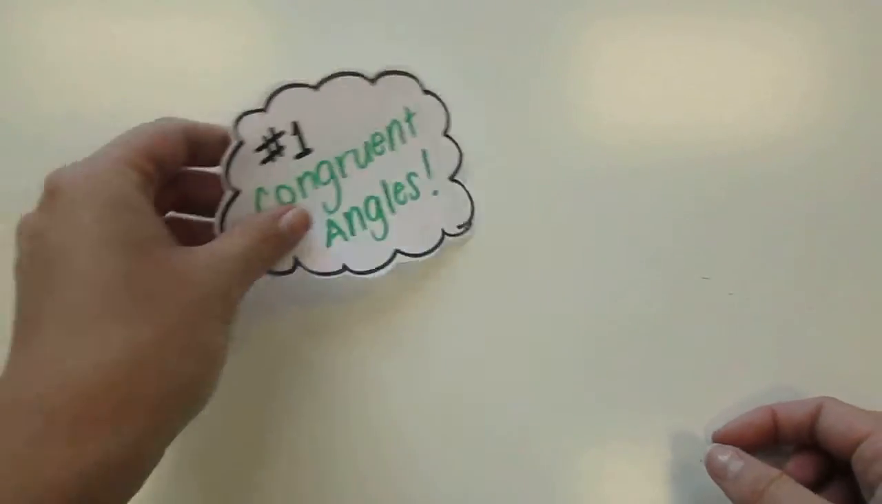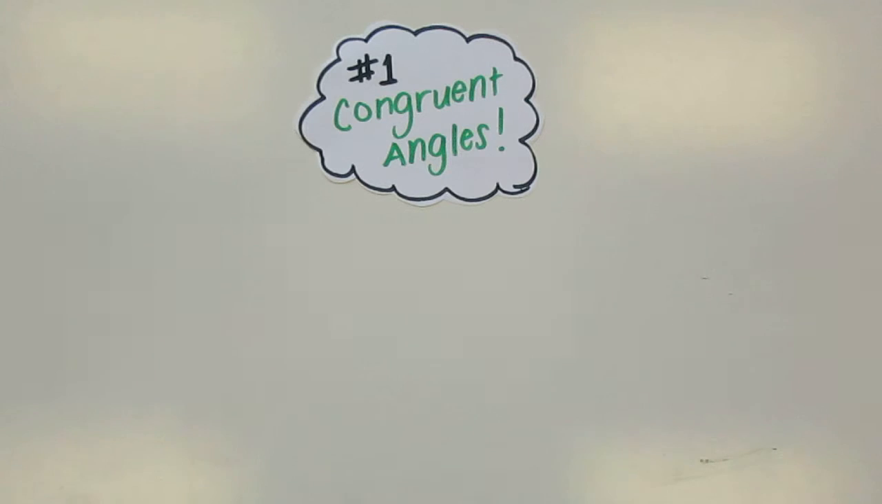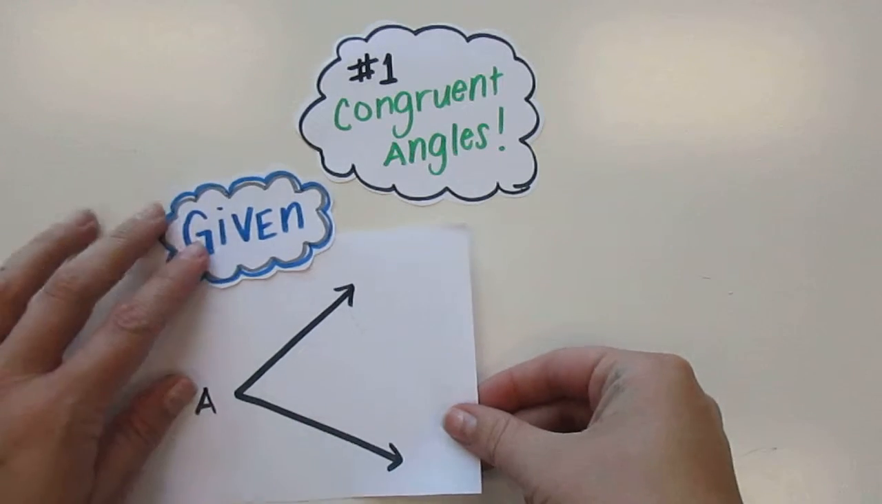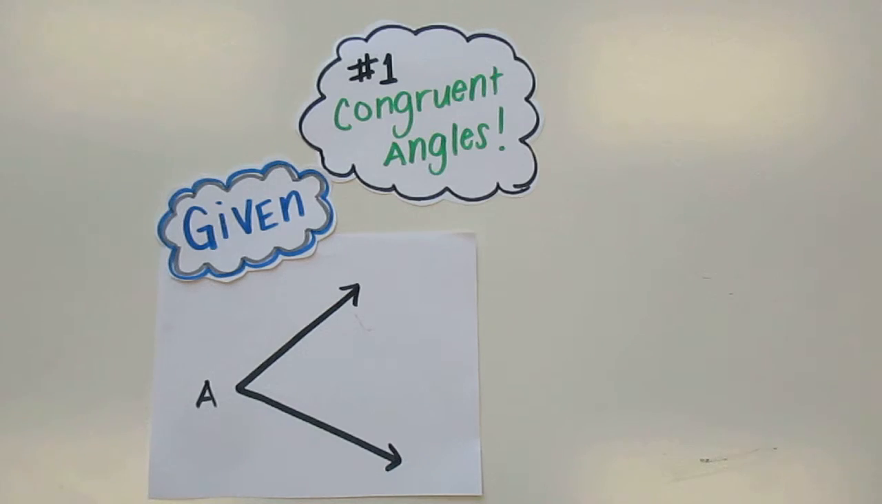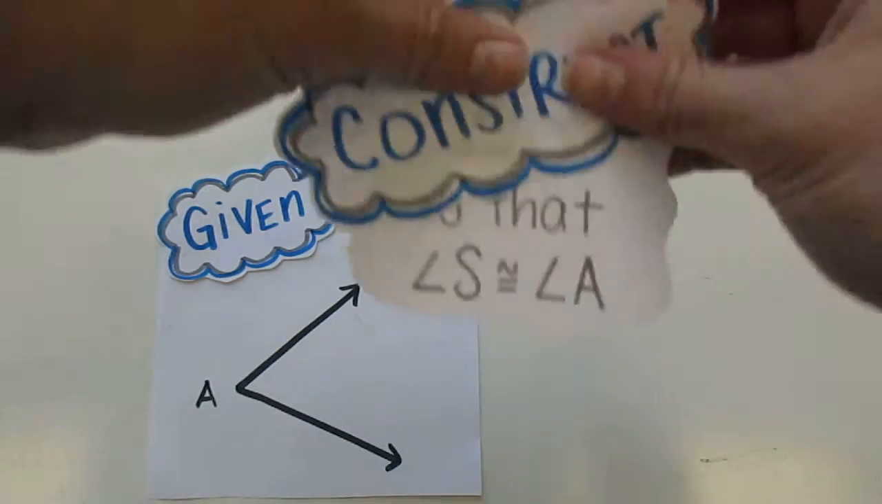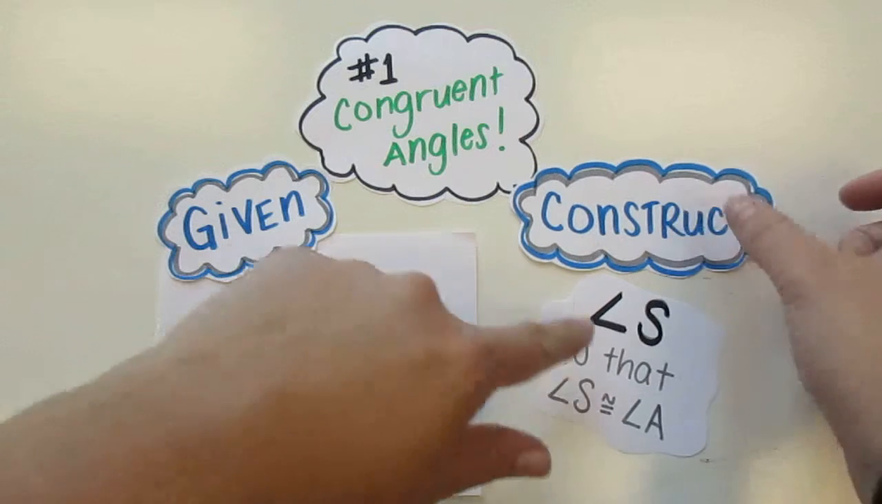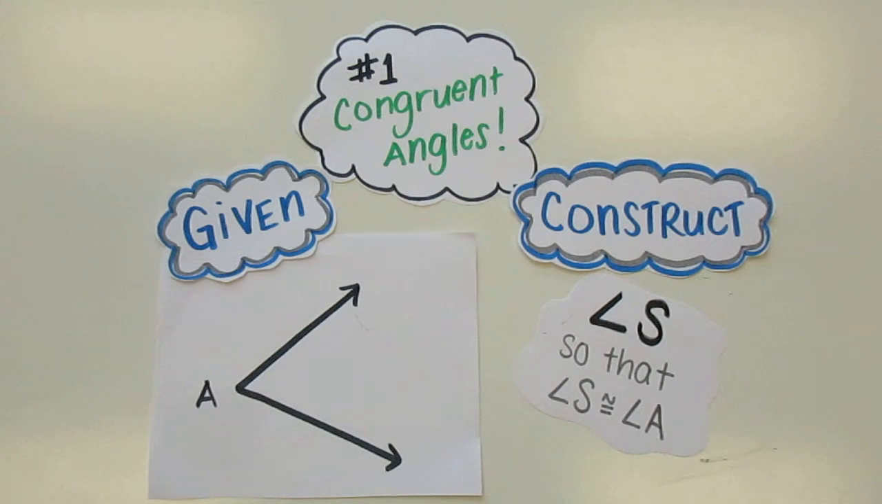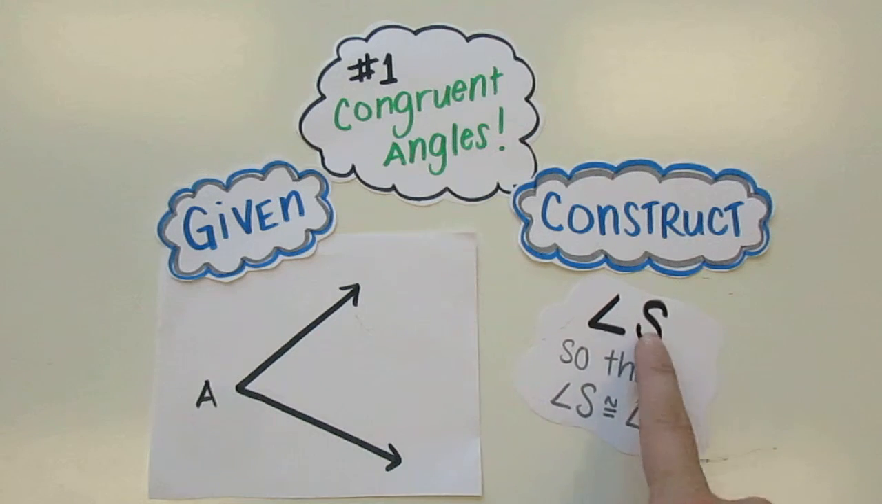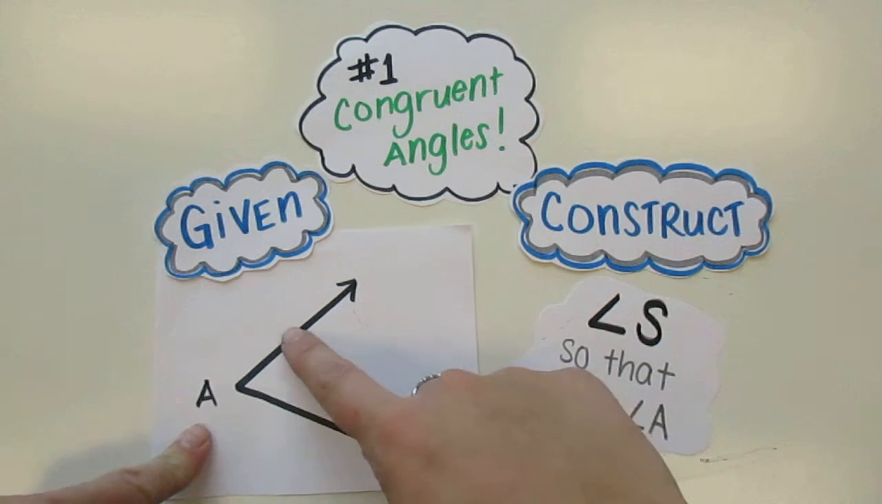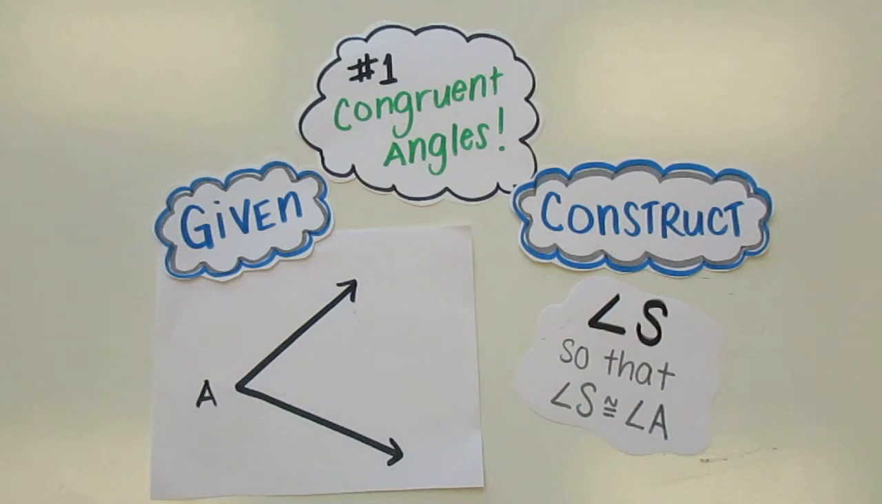So the first construction that we're going to be doing in regards to angles is we're going to be constructing congruent angles. To construct a congruent angle, we first need an angle to go by. So this is what we're given. We are given angle A. What we're looking to construct is angle S. So in this case, we're calling it S. But we want to construct a different angle so that this new angle that we're going to make is going to be the same measure as this angle A.